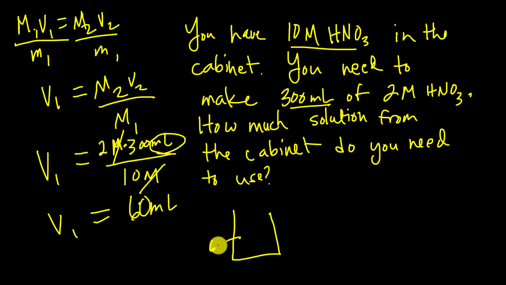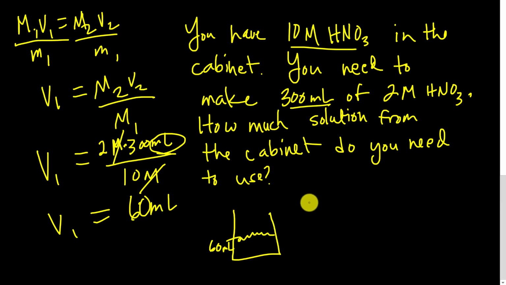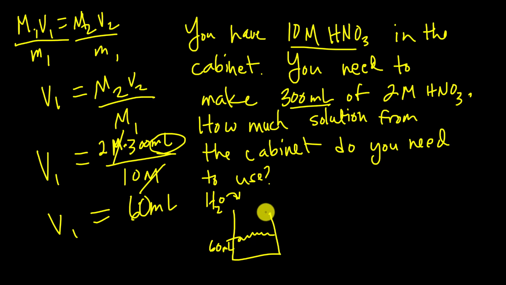Start off with 60. So we have 60 of our solution that we poured out of our stock solution, and then we pour in H2O. We pour that in until we get this up to a total of, we'll say it's right here, 300 milliliters. Then it's all going to mix together, and that's going to be our new solution. And we know that new solution is going to be 2 molar HNO3.